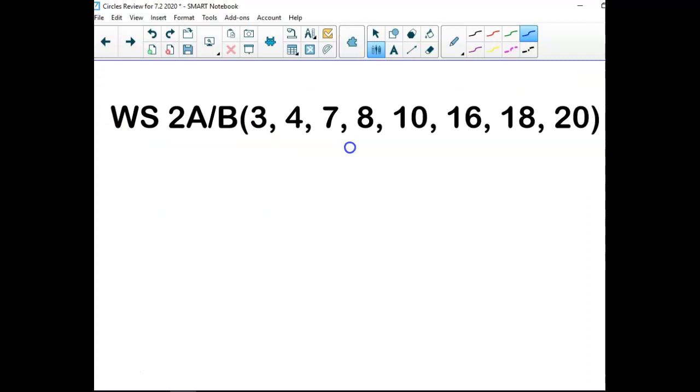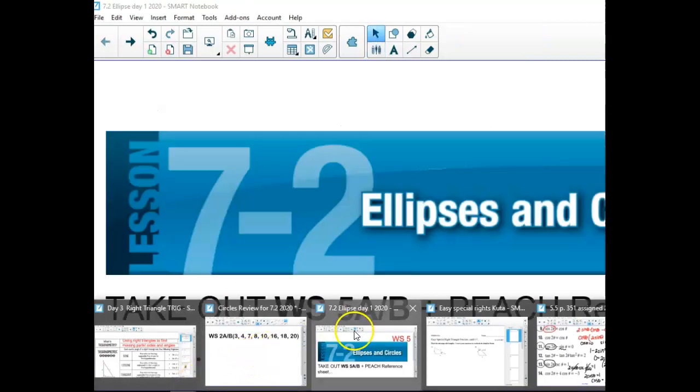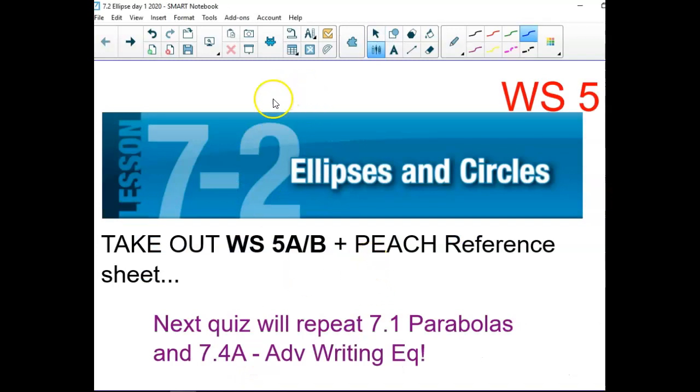This is what you're supposed to do tonight, on worksheet 2, okay? Everybody good? Now we're gonna have a fun time starting something new about ellipses before we finish today.